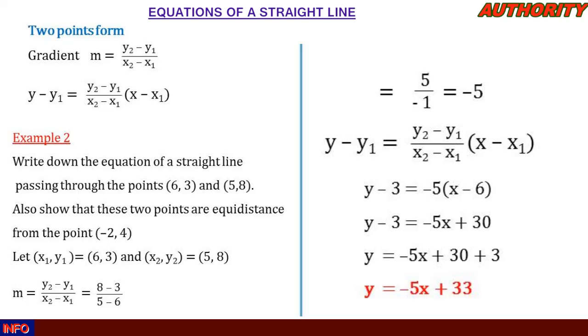So we are going to say that the equation of the straight line which passes through 2 points, which are 6 comma 3 and the point 5 comma 8, is y is equal to minus 5x plus 33.